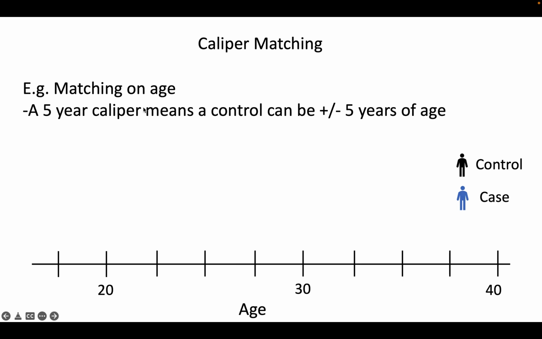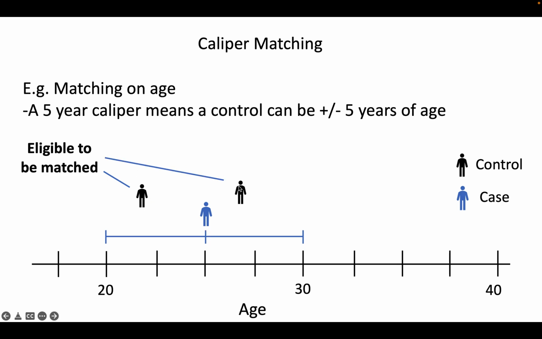But caliper matching is a way to match someone. Let's just say we're matching on age, and we want our control to be plus or minus 5 years of age. So if we have this case, and this is how it's going up, it's 20, 22.5, 25, 27.5, 30. So this person is 25, and to be eligible to be a control for them, you need to be within this caliper of plus or minus 5 years. So these people would be eligible to be matched as a control, but this person wouldn't.